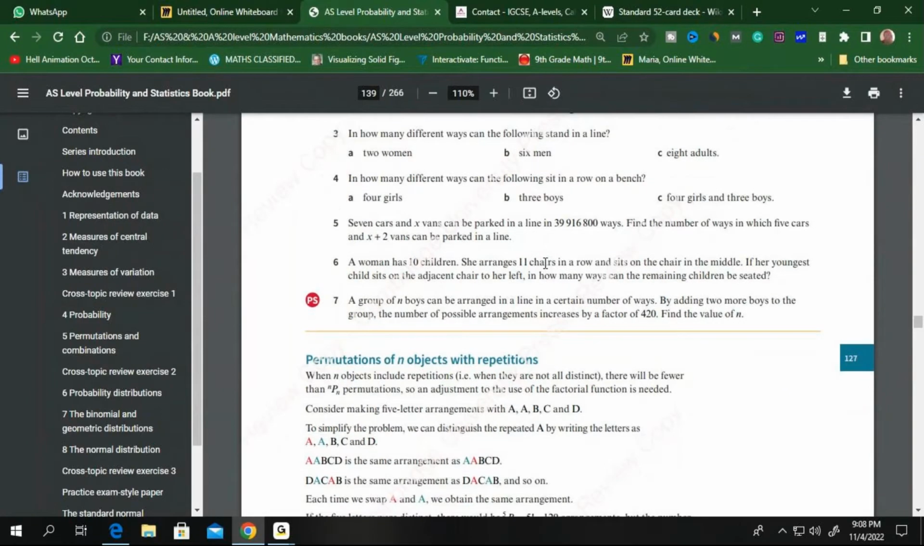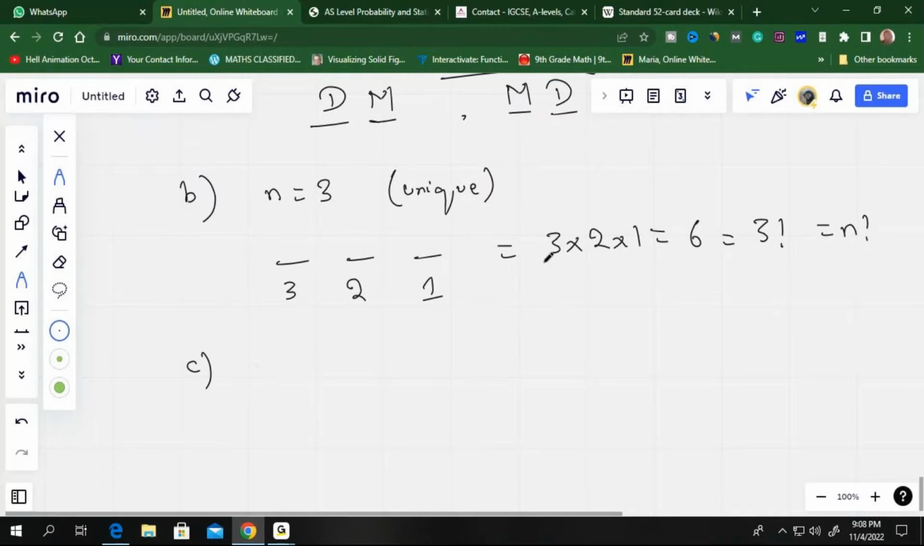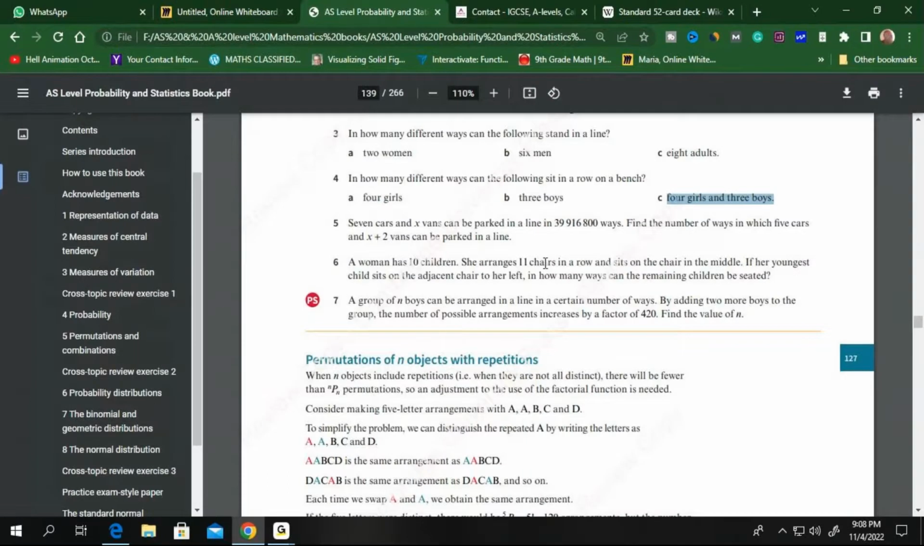I pick up part C from question number 4. In how many different ways can the following sit in a row on a bench? 4 girls and 3 boys. All of them are sitting in the same row. So there is no concept of r here. Everywhere you can see just n. All the n values are occupied. So I'm having girls and boys. They're all unique. So 4 girls and 3 boys, 7 factorial.